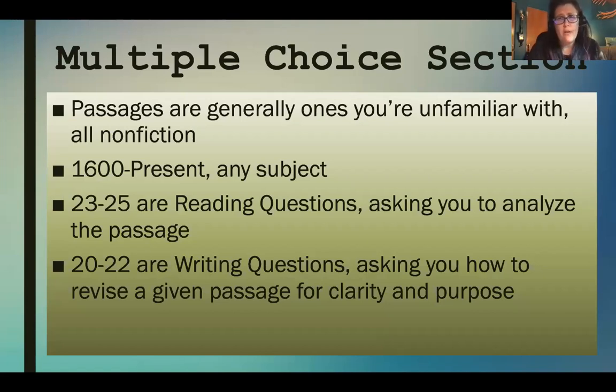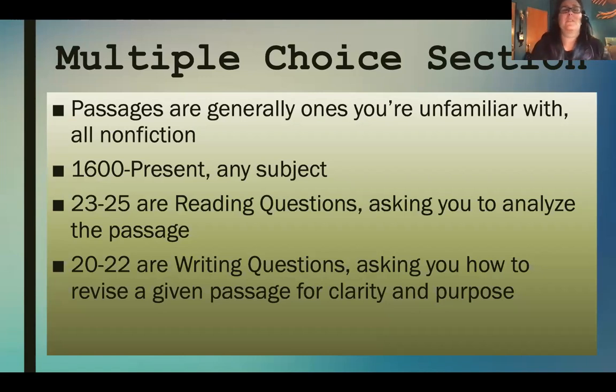Usually you can count on there being one of them that is more archaic in its language. There'll be varying degrees of difficulty. They could be on any subject: philosophy, science, language, math, religion, you name it. You could get a passage on it, which is what I like about this, that you never know what you're going to get.